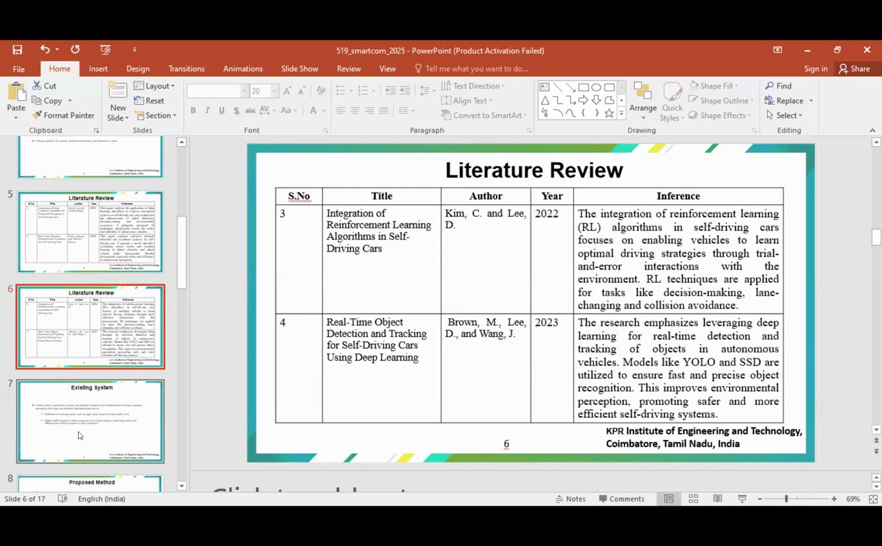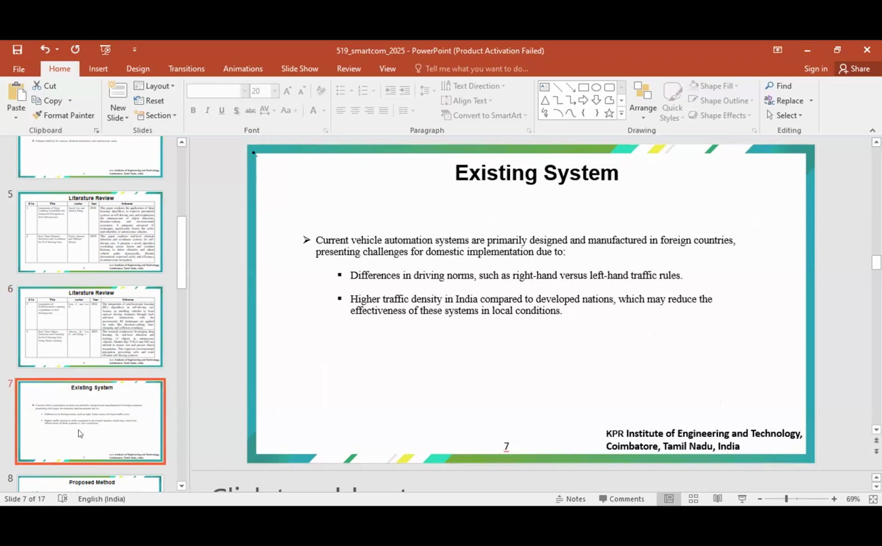Models like YOLO and SSD are utilized to ensure fast and precise object recognition. This improves environmental perception, promoting safer and more efficient self-driving systems. And this is the existing system.